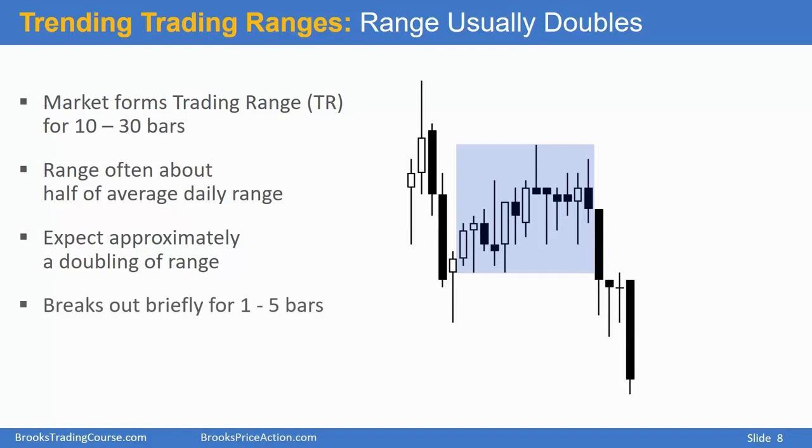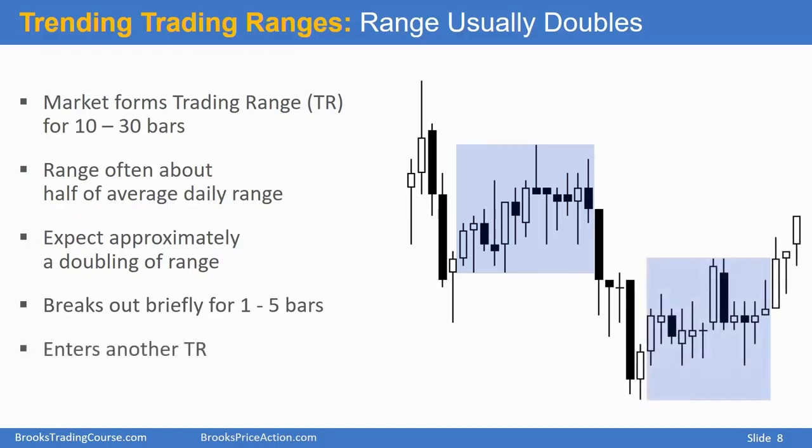When a day does become a trending trading range day, you have an initial range, about half of an average day's range in height, and then you have a breakout. And the breakout is usually fairly brief, sometimes a single bar, sometimes 5 bars, sometimes 6 or 7 bars, but it's brief, and then the market starts to enter another trading range. And this is a good example of a trending trading range day. We have a trading range, a brief breakout for a few bars, and then another trading range.